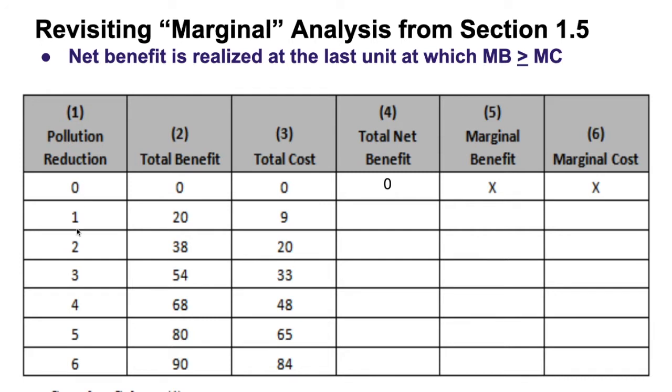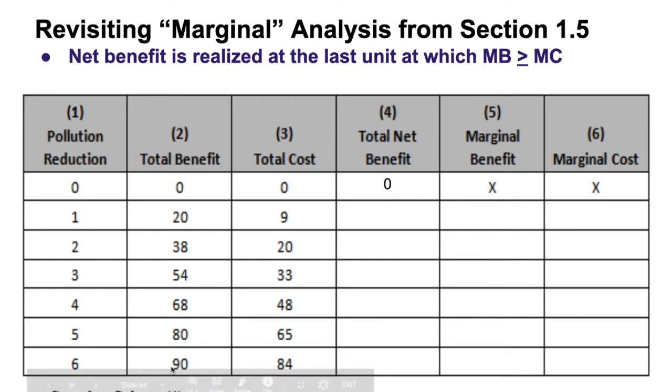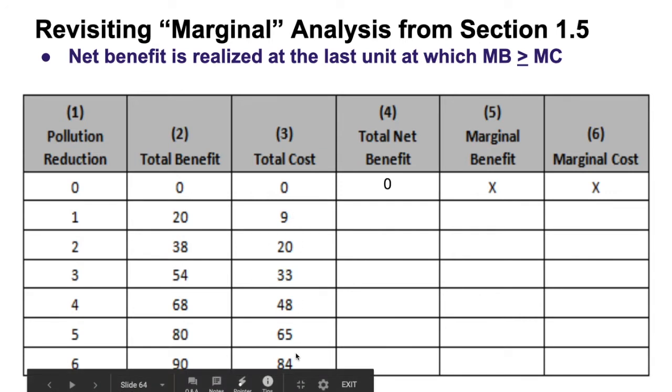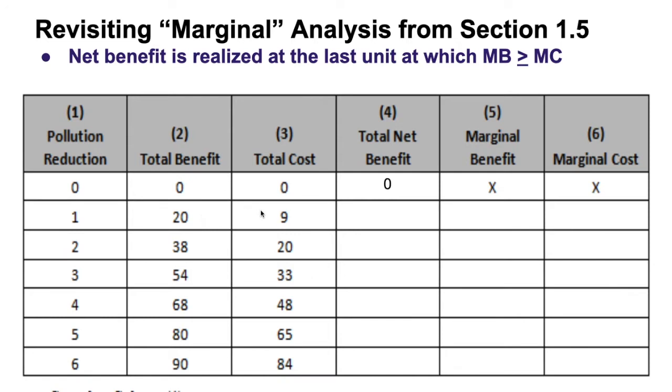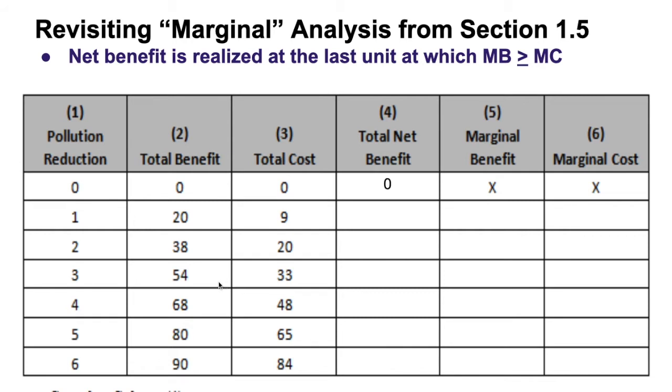With pollution reduction, it goes from 1 through 6, 1 unit at a time. Here's our total benefit. Here's our total cost. If you have these numbers, the total approach is great. You could do 20 minus 9, 38 minus 20, 54 minus 33, 68 minus 48, and you would realize that here at the third unit, our total net benefit, the difference between these two, is the greatest at 21. And there are those numbers just to prove that.